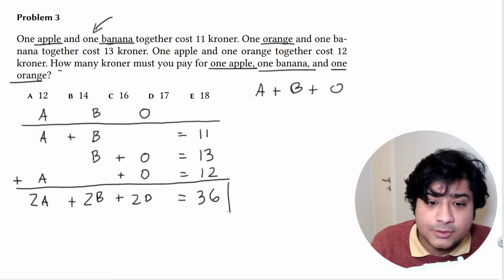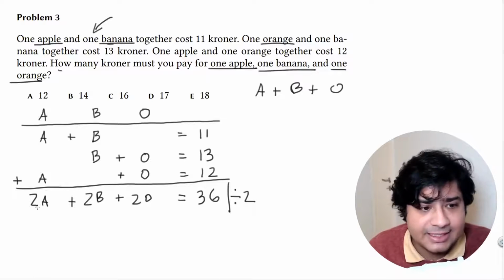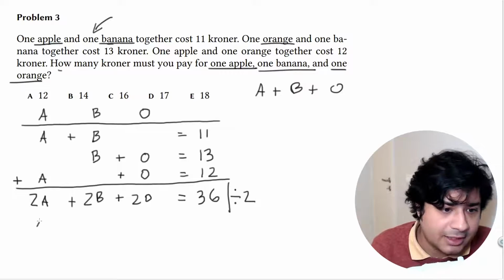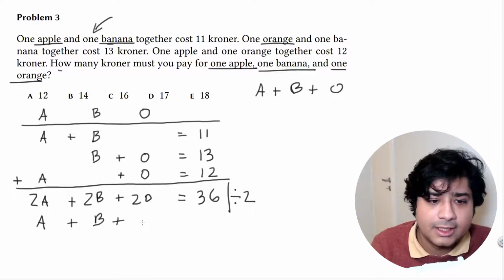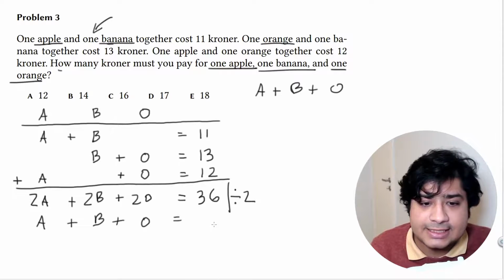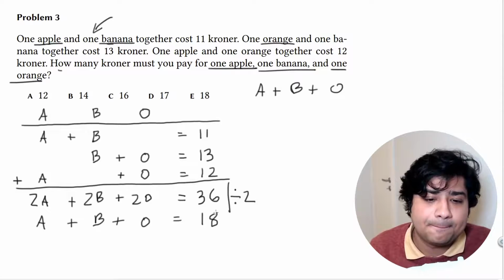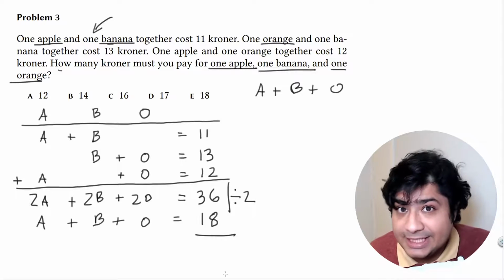Well, let's do a division by 2 for every term. All that means is that we're going to divide this by 2, this 2, and this 2, and this 2. Let's do that. Let's do A plus B and O, of course, 36 divided by 2. What's that going to be? That's going to be 18. And there you go. The final answer then must be 18.